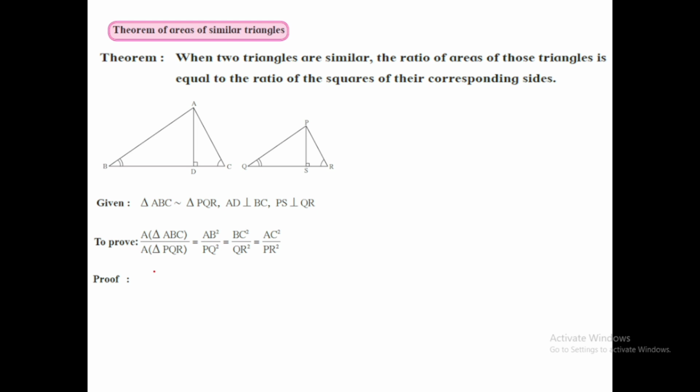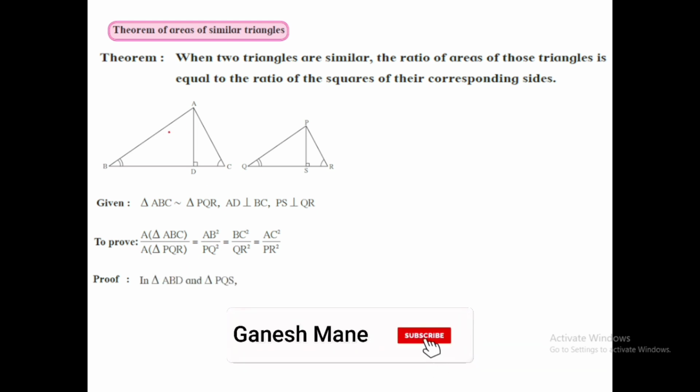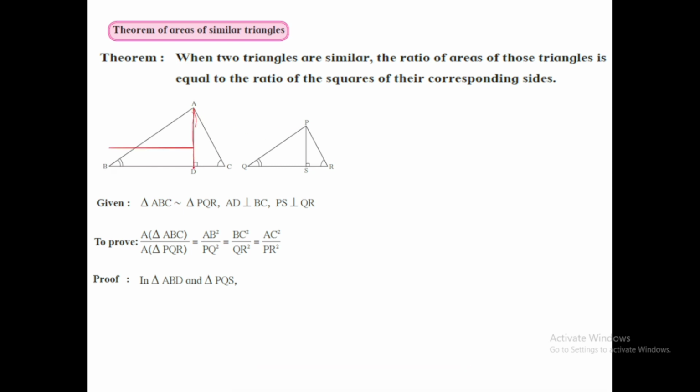Now let's have the proof of the theorem. So we'll start with the given. As these two triangles are given, AD is perpendicular to BC and PS is perpendicular to QR, and that's why we have another pair of triangles, that is triangle ABD and triangle PQS. We have to show that these two triangles are similar.